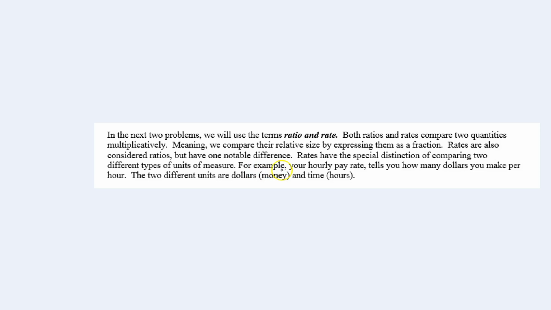For example, your hourly pay rate tells you how many dollars you make per hour. The two different units are dollars, which is money, and time, which is hours. So, all rates are ratios, but not all ratios are rates. So, ratios may compare distance with distance, maybe feet to feet, or seconds to seconds, and rates have two different types of units. So now that we've defined those, let's look at our next problem.